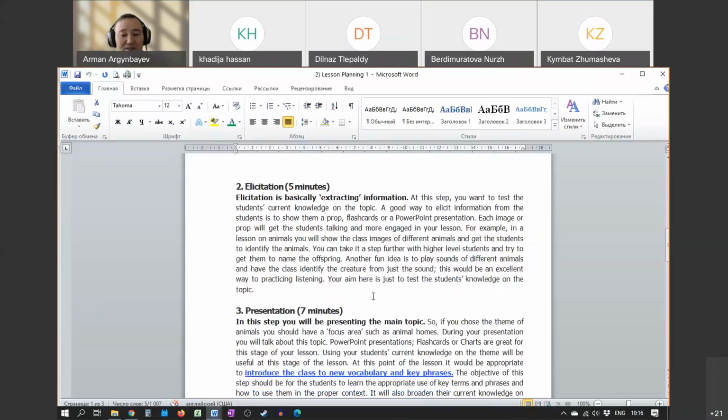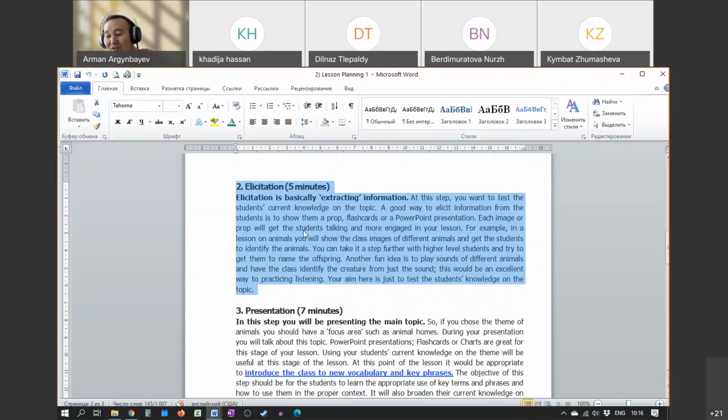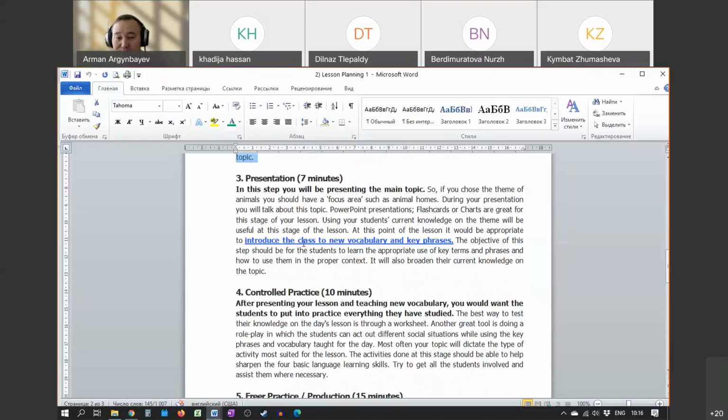Elicitation, so extracting information. Sometimes you can skip this, but this is actually a review of the previous material, or what students learn about animals. You can brainstorm. Okay, so what kind of farm animals do you know? And students tell us, duck. Okay, good. What else? Hen. Cow. Good. So you brainstorm, elicit. And then you start the presentation.